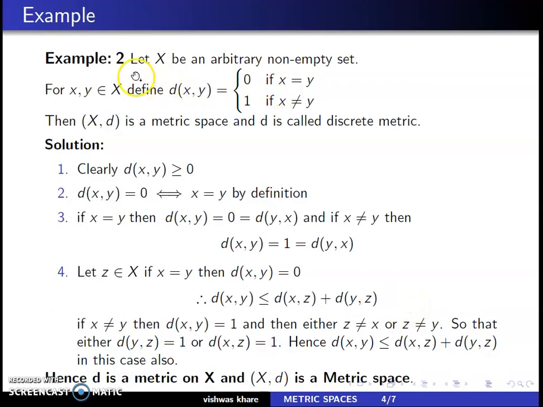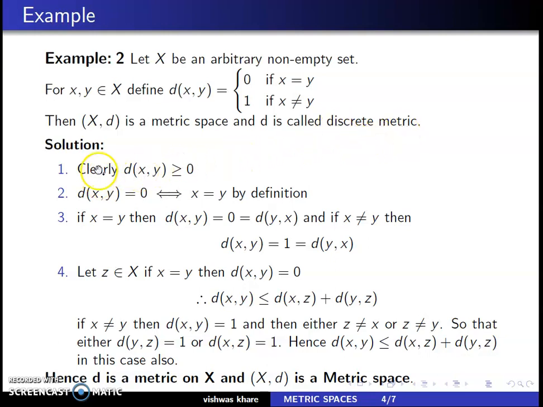Now let us take an example. Let X be an arbitrary non-empty set. For x, y belongs to X, we define d(x,y) equals 0 if x equals y, and d(x,y) equals 1 if x is not equal to y. It means d(x,y) can take either of two values, 0 or 1, depending on whether x equals y or x is not equal to y. Then (X,d) is a metric space and d is called a discrete metric. It means it has a special name, discrete metric.